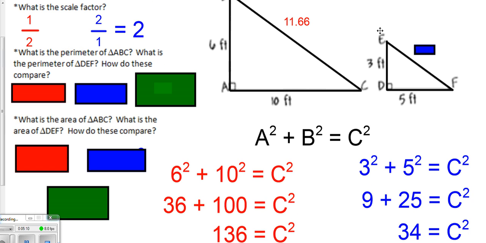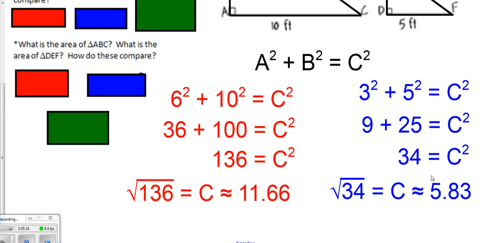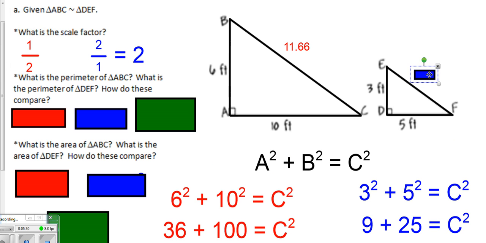Same thing with our smaller triangle. We'll do the same thing. 3 squared plus 5 squared equals c squared. 3 squared is 9, 5 squared is 25. 9 plus 25 is 34. Take the square root of both sides, so the square root of 34 equals c, so it's about 5.83.